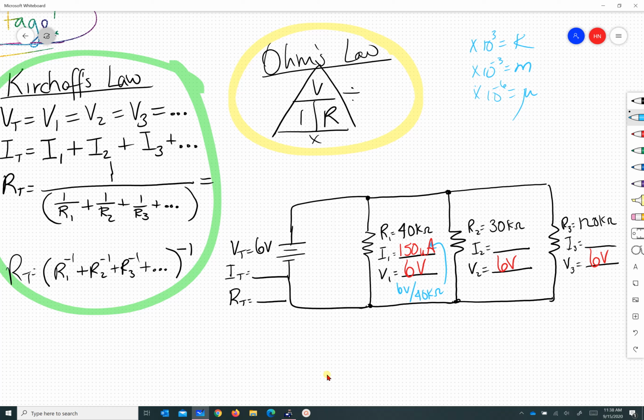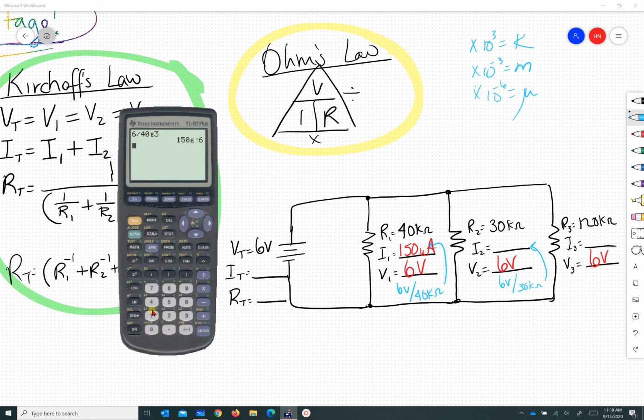Let's solve for the second one here, which would be, again, to solve for current, voltage divided by resistance. So it's going to be 6 volts divided by 30 kilo ohms, and that's going to be my answer right there. Let's plug it into our calculator, which is 6 divided by 30K, 30 second, times 10 to the third, because that's kilo, and we get 200 micro.